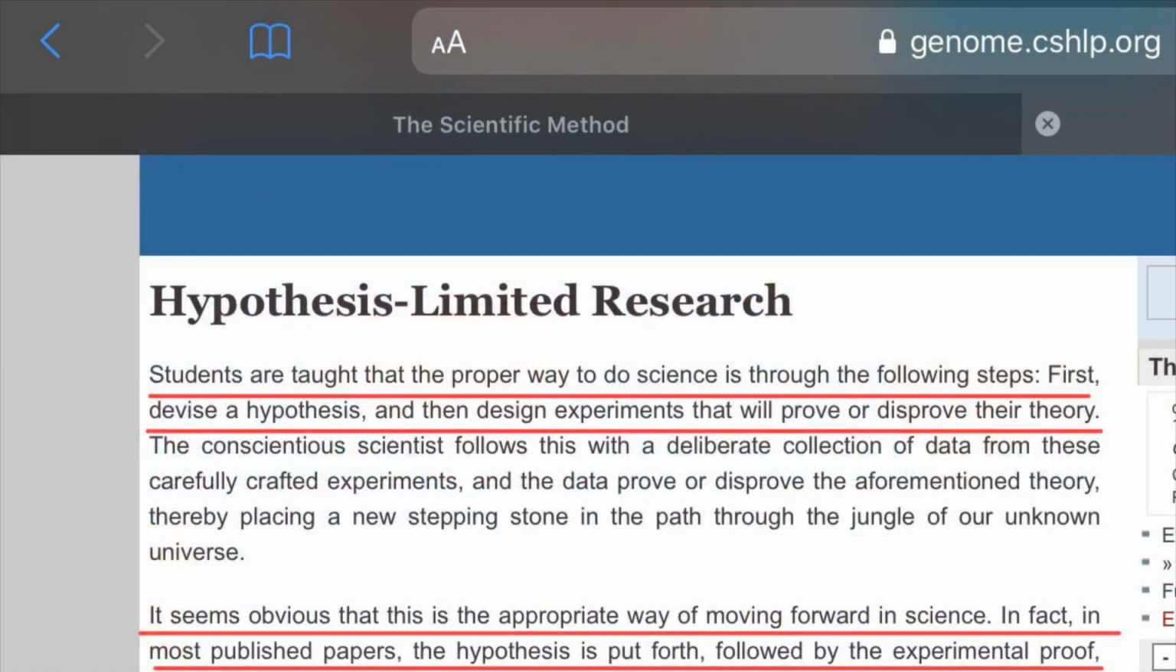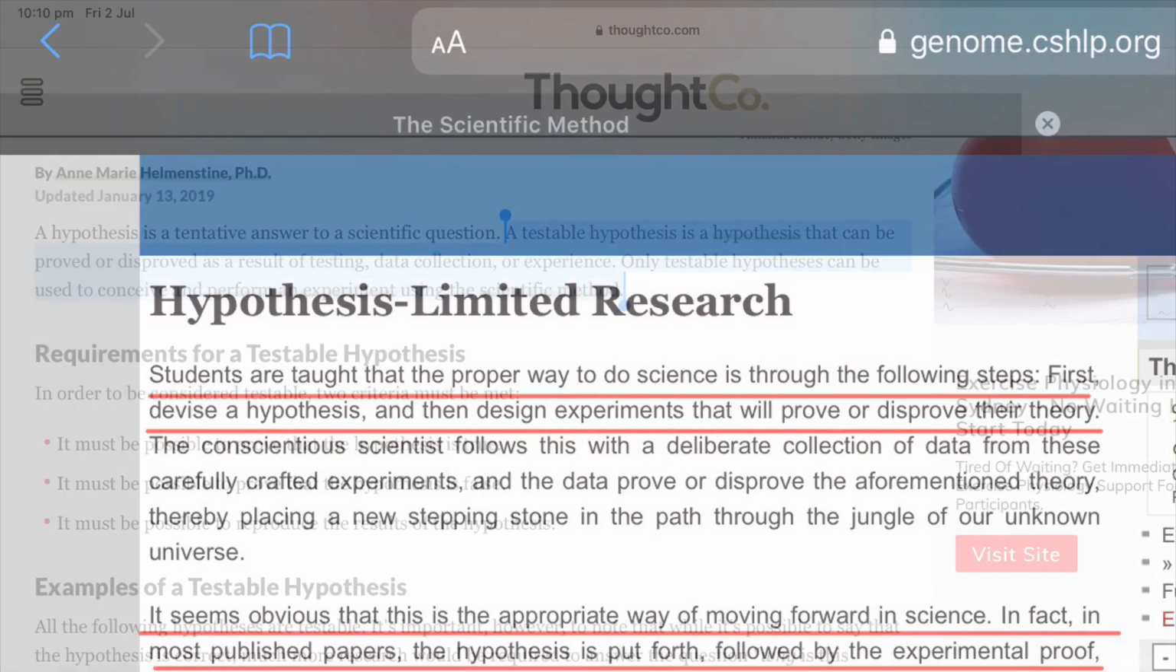I will. Because he loves the pain of eating his own words, let's do it one more time. From Genome, students are taught the proper way to do science through the following steps. First, devise a hypothesis, and then design experiments that will prove or disprove their theory. It seems obvious that this is the appropriate way of moving forward in science. In fact, in most published papers, the hypothesis is put forth, followed by the experimental proof.